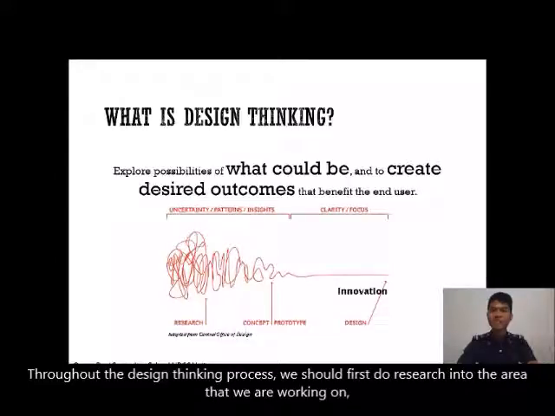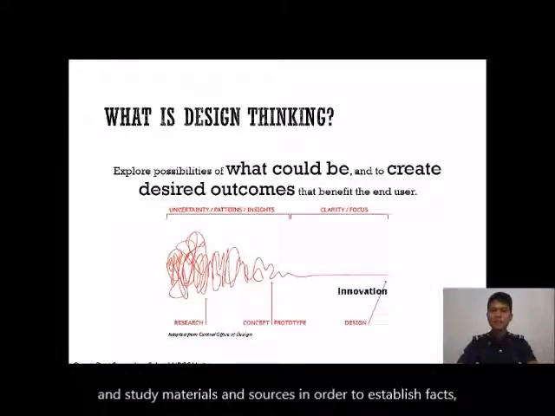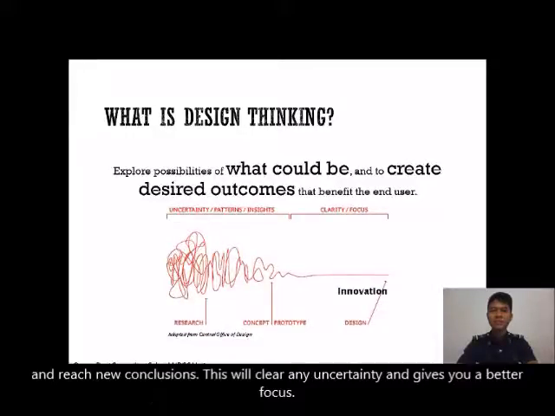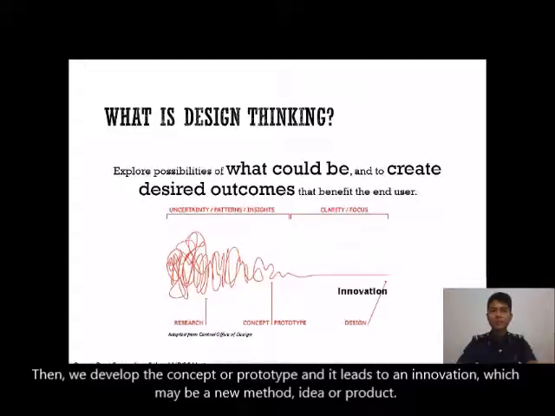Throughout the design thinking process, we should first do research into the area that we are working on and study materials and sources in order to establish facts and reach new conclusions. This will clear any uncertainty and gives you a better focus. Then, we develop the concept or prototype and it leads to an innovation, which may be a new method, idea, or product.